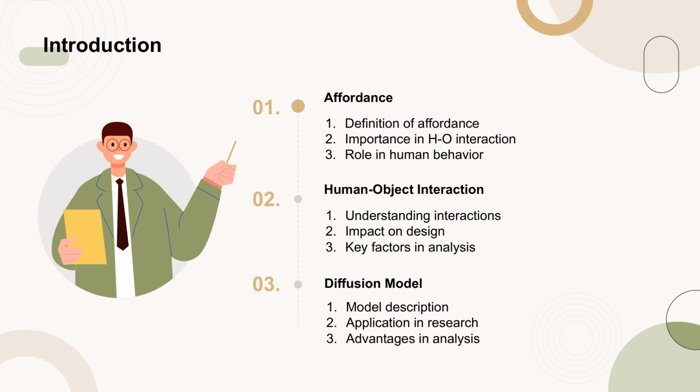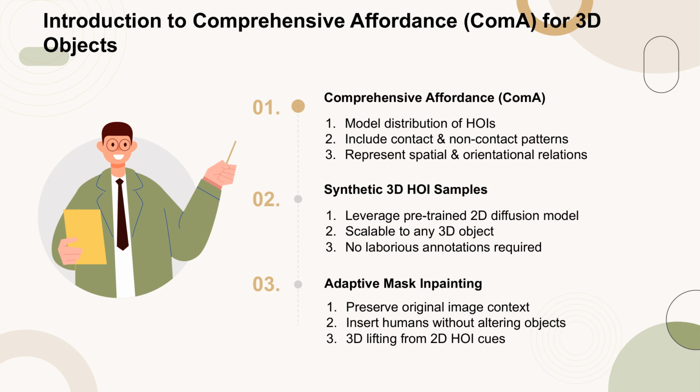Additionally, we will introduce the diffusion model, a tool used to analyze and predict the spread of information or behaviors. This model is particularly useful in studying how affordances and interactions evolve over time. ComA is a novel representation designed to model the distribution of both contact and non-contact patterns during human-object interactions, HOIs. It encompasses spatial and orientational relations, capturing typical 3D relations between human body parts and objects.